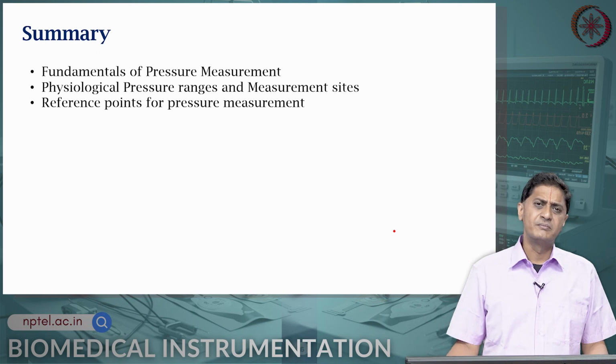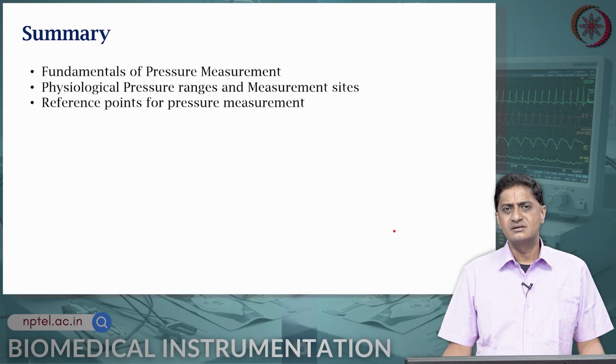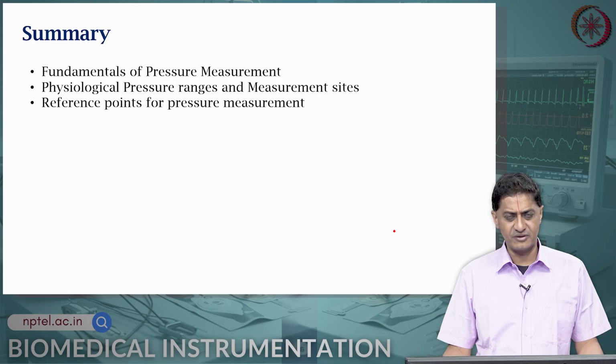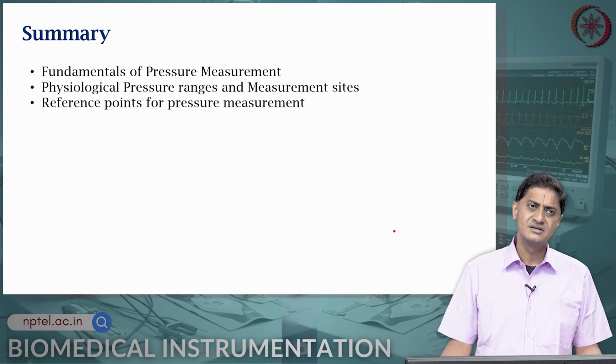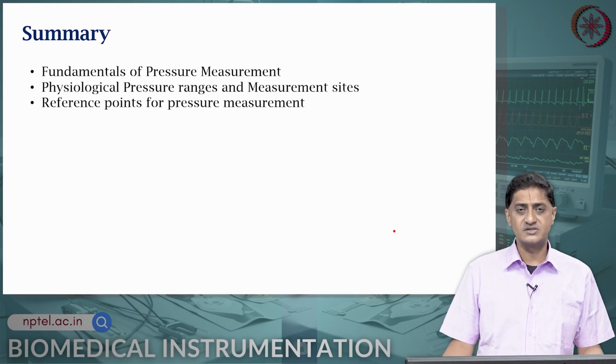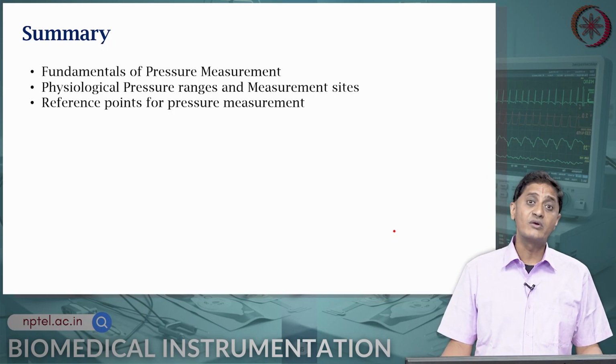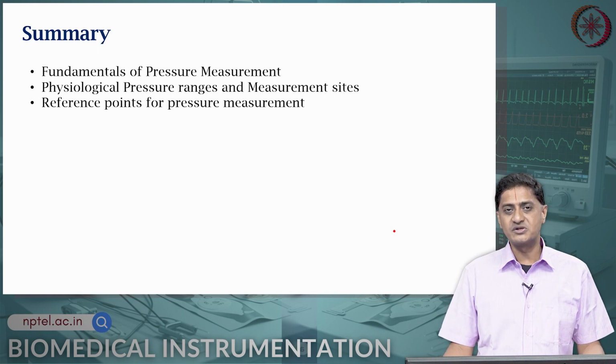With this, we come to the end of this video. In this video, we looked at basic definitions and units of pressure and fundamentals of pressure measurement, and what are the various physiological pressures of interest for us. And physiological pressure ranges within various points in the body. What are the healthy ranges, what are the non-healthy ranges, which point in the body, which point of the heart, which point in the uterus, what values we looked at, and how to measure, what is the reference point for measuring pressure.